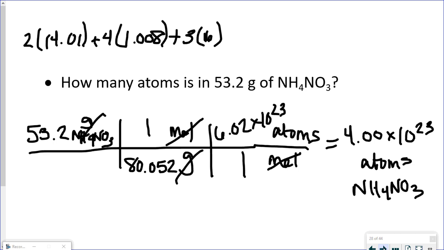So all of these problems, no matter what steps you're going through, it's always the same process. Start with what is given, get to moles first, and then you can convert into whatever unit you need. Make sure that you're practicing these, showing your work, and clearly able to cancel out your units.